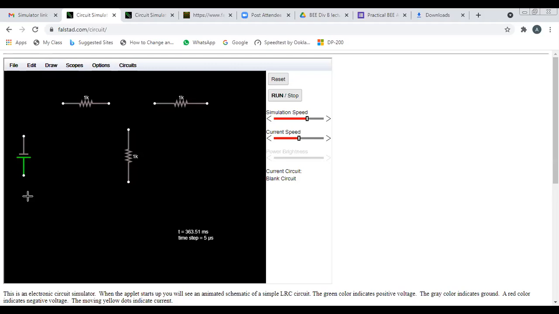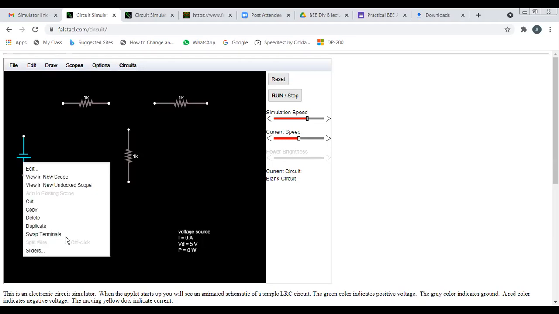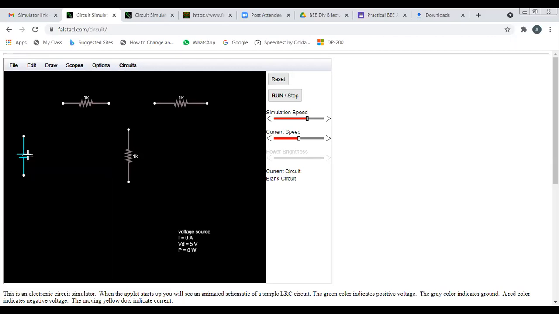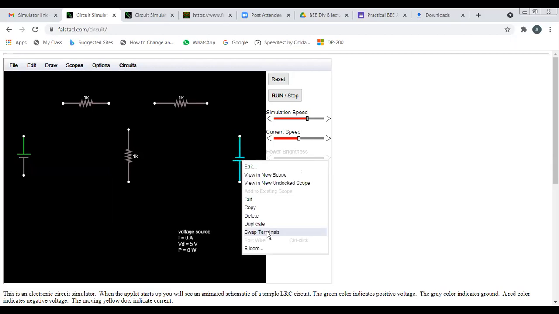Now if you observe the circuit, does the battery have the upper terminal as positive or the lower one? In our circuit, the upper one is positive, but here it's reversed. So see, right click it. What is this option? Is it swap terminals? Okay, click on swap terminals. So see, upper one is positive, lower one is negative, right? Second battery also we want. Again the same thing, right click, swap terminals.